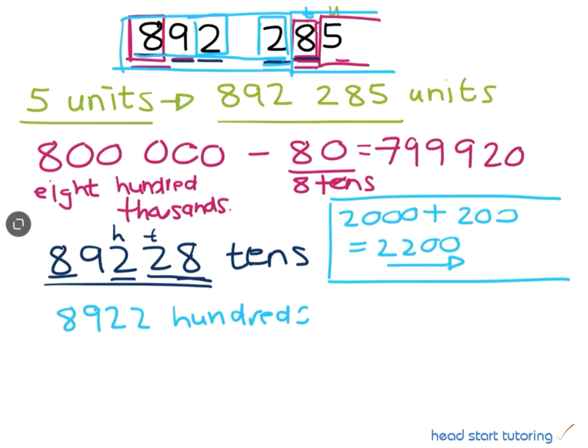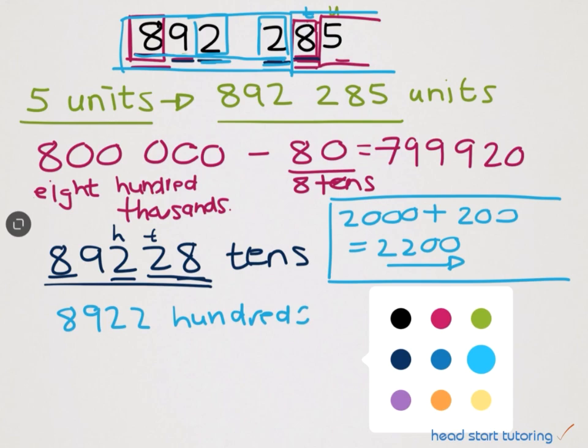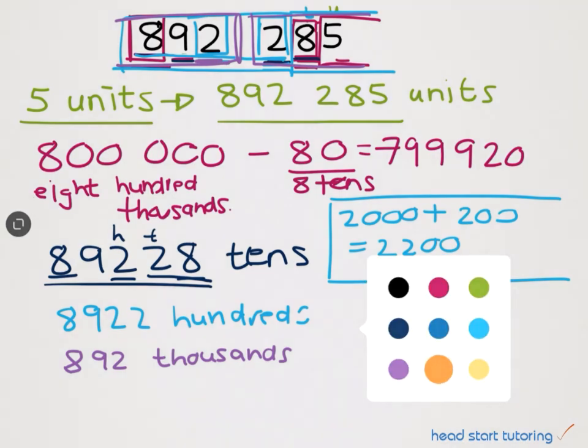And how many, let's use a different color, how many thousands are there in our number 892,285? There are 892 thousands, because it will be everything before and including our thousands column, because there are no full thousands in hundreds, tens, or units. Right, so now we can have a look at our 9.